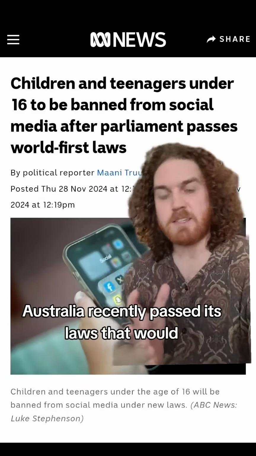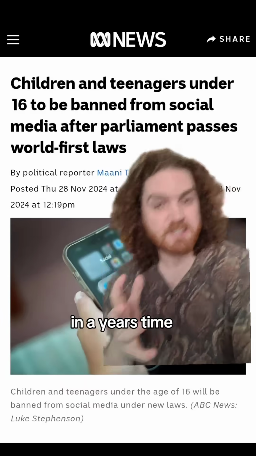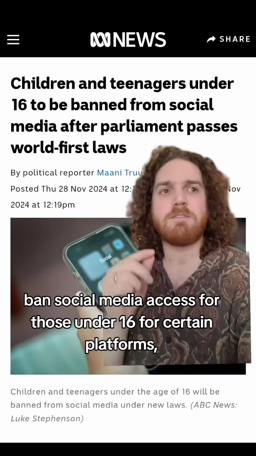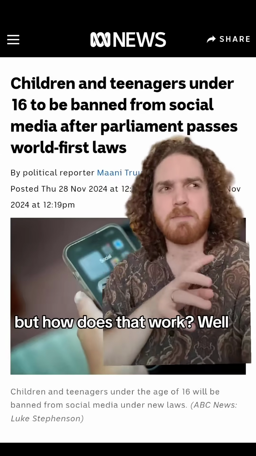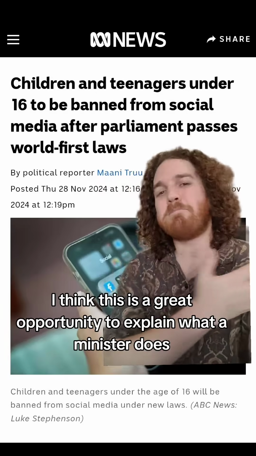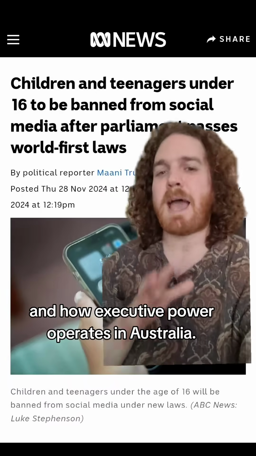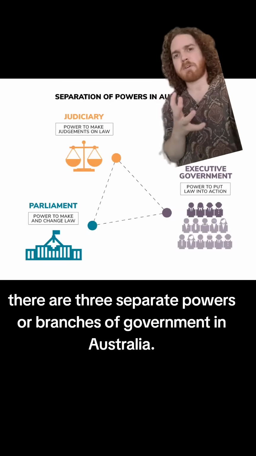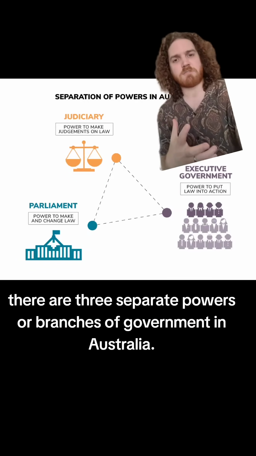Australia recently passed its laws that would, in a year's time, ban social media access for those under 16 for certain platforms. But how does that work? Well, I think this is a great opportunity to explain what a minister does and how executive power operates in Australia. So, if you're unaware, there are three separate powers or branches of government in Australia.